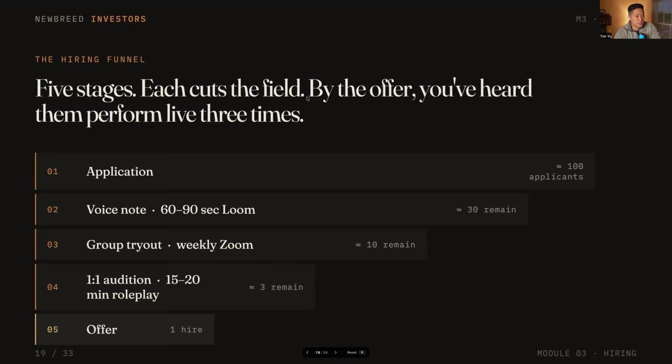So each stage cuts the field down until the offer. You'll break it down more and more as we go. But obviously, you'll post a job posting, and if you've ever used Indeed before, you'll get like 100 applicants very easily. 100 is not hard. You'll see tons and tons of people applying.